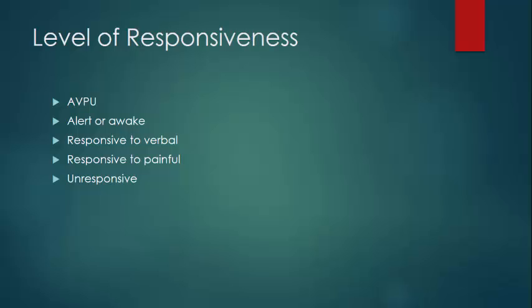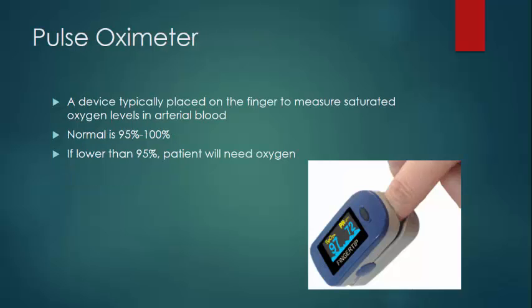So alert or awake is normal. Everything else is what we call altered mental status. Their brain's not fully functioning. Could be a lack of oxygen, could be a lack of blood flow, could be an injury to the brain, but for whatever reason they have altered mental status.